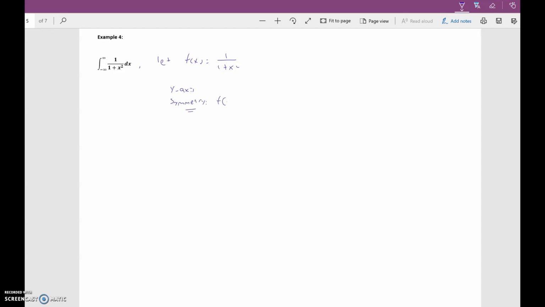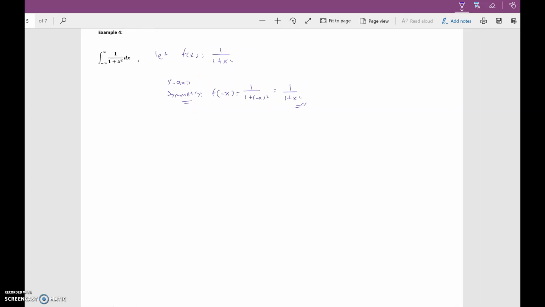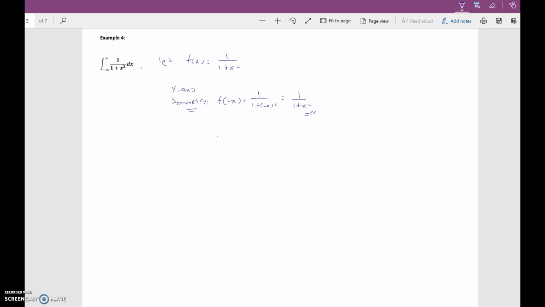And this is because f of negative x, you're going to get 1 over 1 plus negative x squared, or 1 over 1 plus x squared. We end up with the same function. Okay, now we still need to provide a sketch, so a couple of values, and because of the denominator, it's actually going to be reaching 0 in both directions. So get a couple of values.